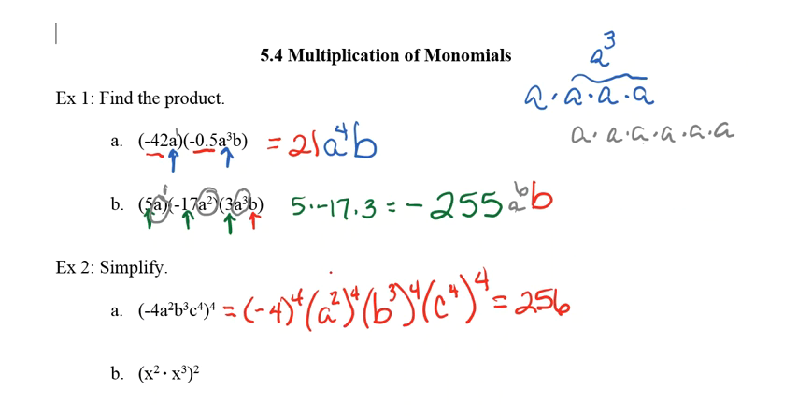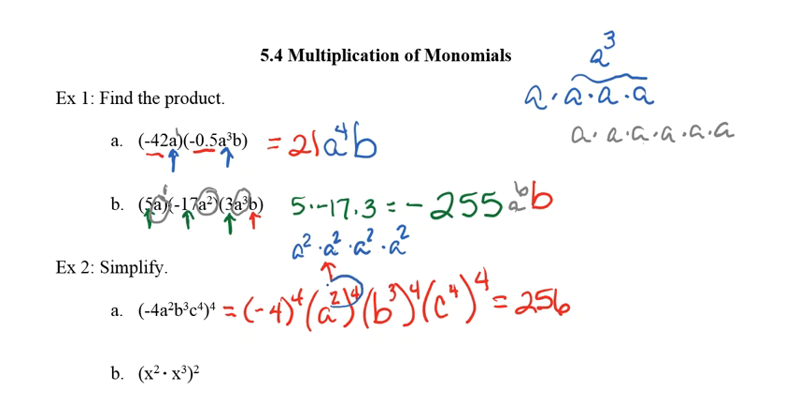This one is saying take a to the second times a to the second times a to the second times a to the second. Well, if I were to write all those out, I'd have 2, 2, 2, and 2. 2 plus 2 is 4, 4 plus 2 is 6, 6 plus 2 is 8. So I essentially have 8 a's.